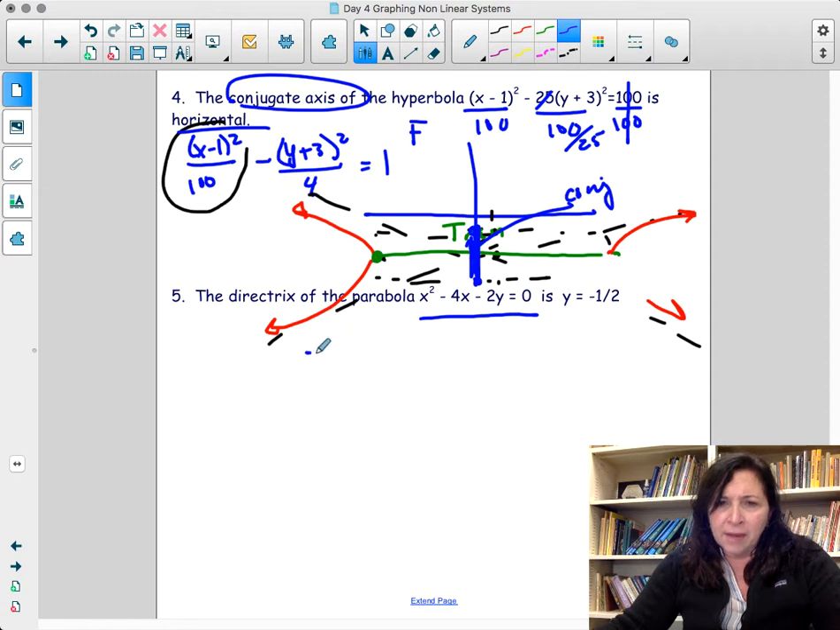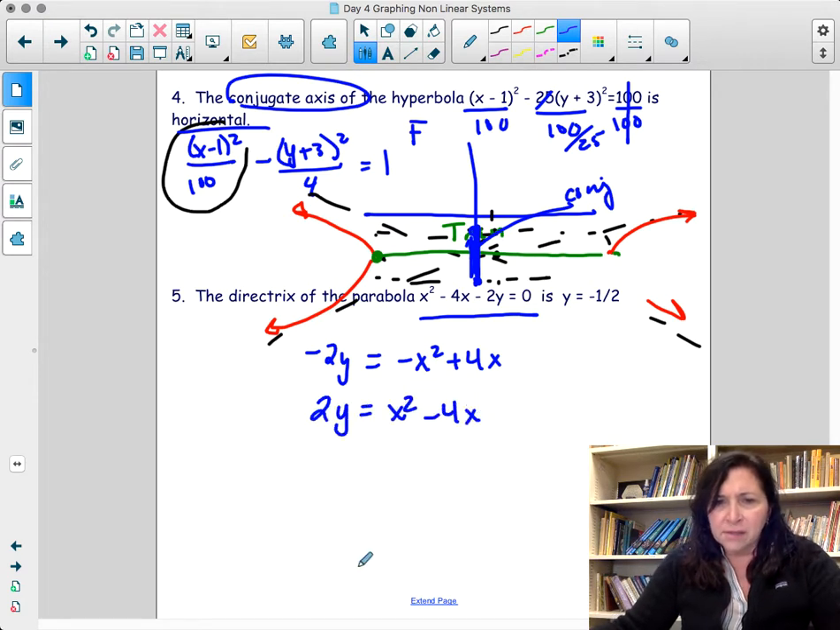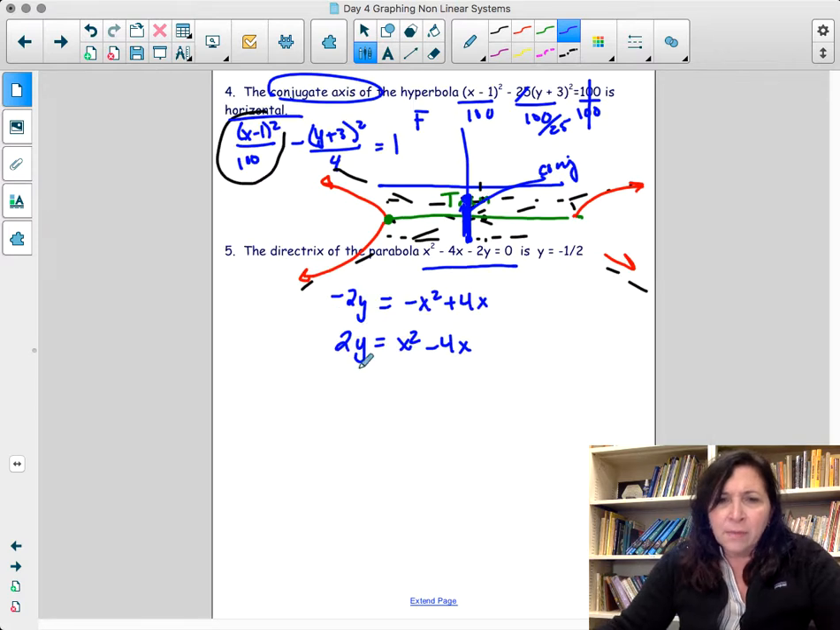So I'm going to rewrite that as negative 2y is equal to, I'm going to move this stuff over, negative x squared plus 4x. I am going to divide everything by negative 1. And in doing that, I now have 2y equals x squared minus 4x. Now, what's going to happen here is I need to complete the square because I have an x squared and an x. So in doing that, I'm going to get x squared minus 4x.